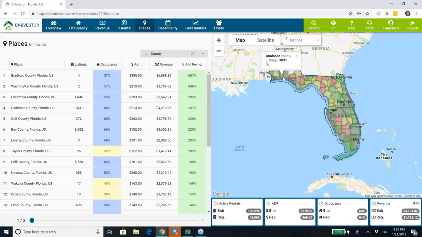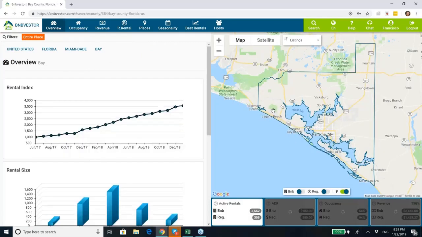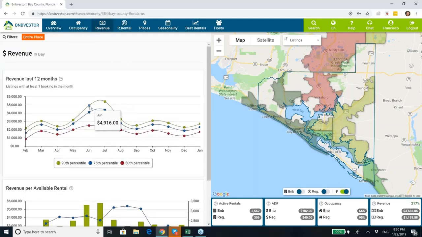You can see Okaloosa, Walton, Bay, those are huge in the amount of money you can get into an Airbnb. And if you go to one of these, let's check Bay, you're going to be seeing in that specific county, you can see most of them are going to be close to the beach or close to the ocean. But you're going to see the revenue streams are different in those areas.